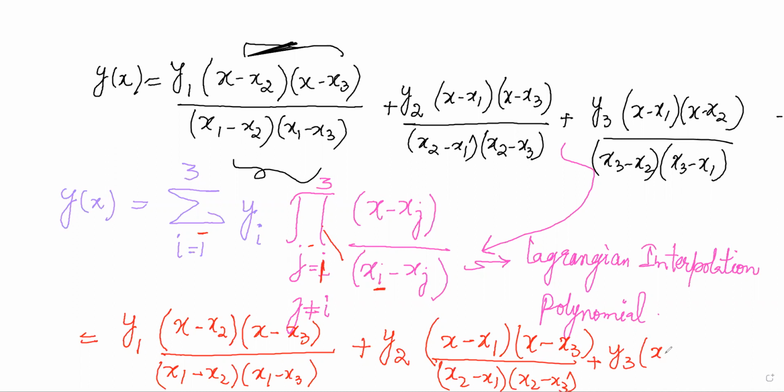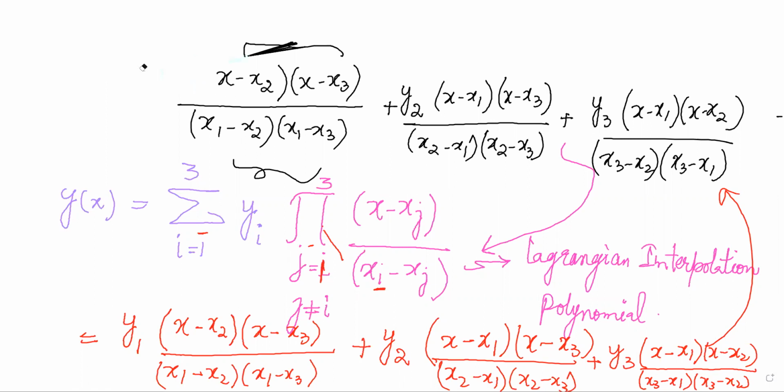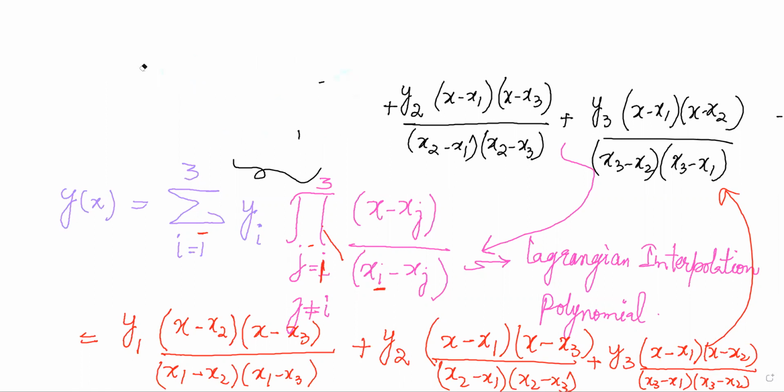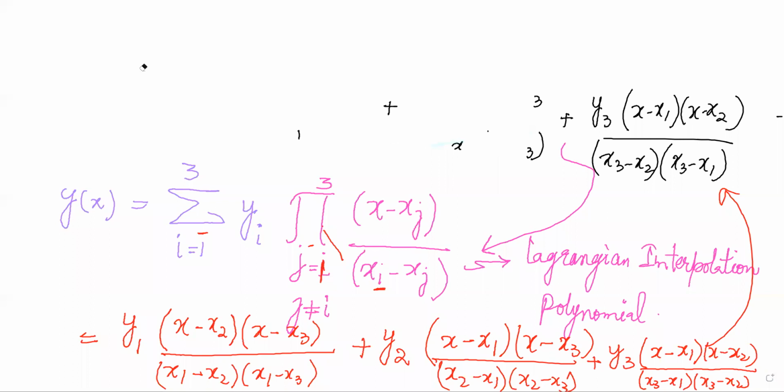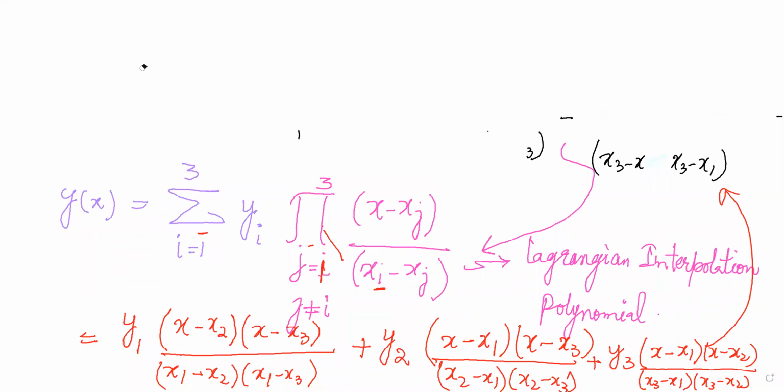It will be y3. Then in the product, it will be x minus x1 into x minus x2, but not x3 because j cannot be equal to i, divided by x3 minus x1 into x3 minus x2. And this is the same as what you obtained previously. Therefore, you can also write this Lagrangian interpolation formula for n number of terms, which I want you to do. In the same way, you can write this formula for n number of terms.